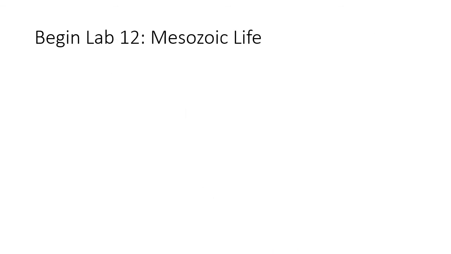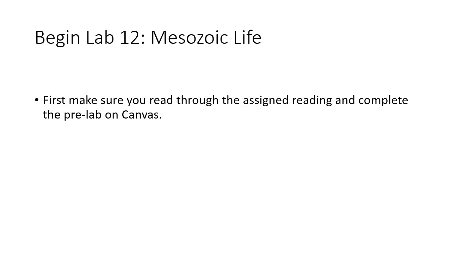Okay. So now, with that information under your belt, go ahead and get started with Lab 12, Mesozoic Life. First, make sure, like before, you read through the assigned readings and complete the pre-lab. That's on Canvas. Make sure you do both of those before you get started on the lab itself. And also make sure you're looking back at Appendix A, which I posted on Canvas, which will also help you with some of the biology of these organisms. Good luck.